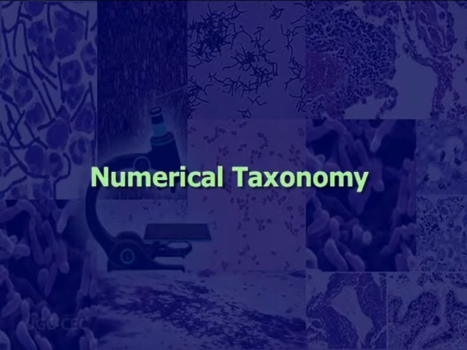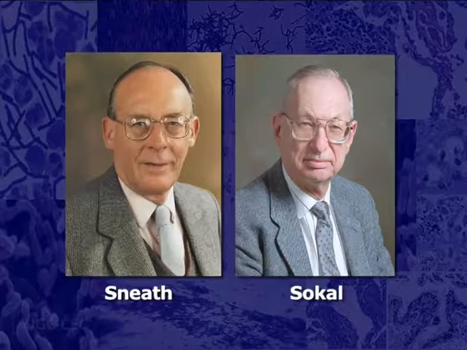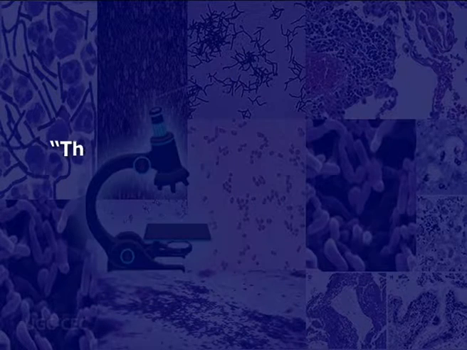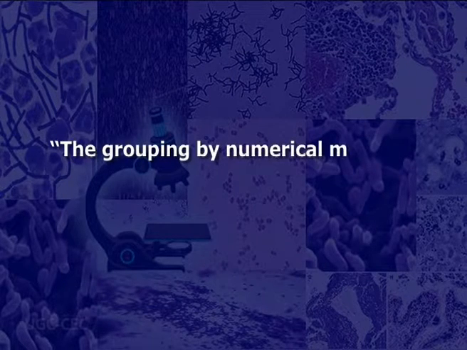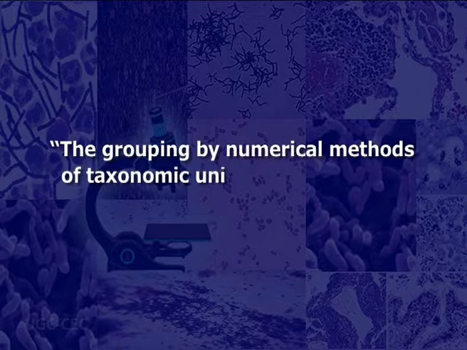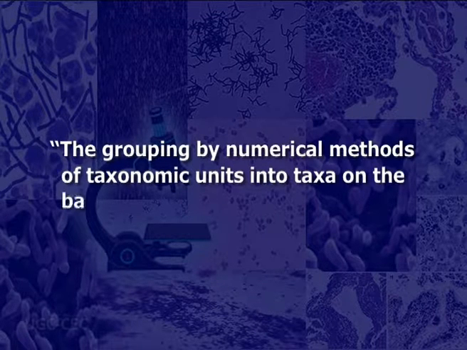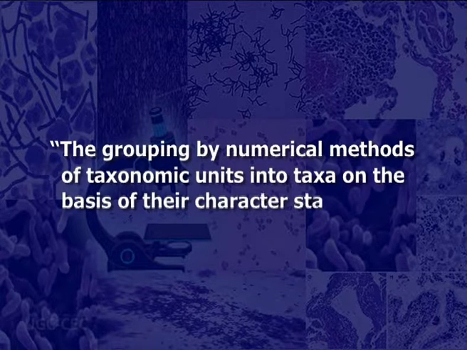Second is numerical taxonomy. Numerical taxonomy is a quantitative approach which has become possible due to the development of computers. According to Sneath and Sokal, numerical taxonomy is the grouping by numerical methods of taxonomic units into taxa on the basis of their character states.